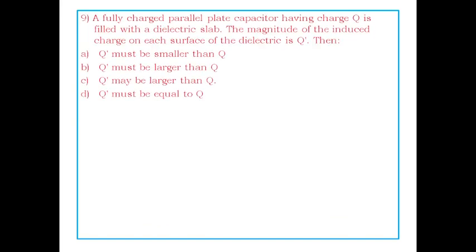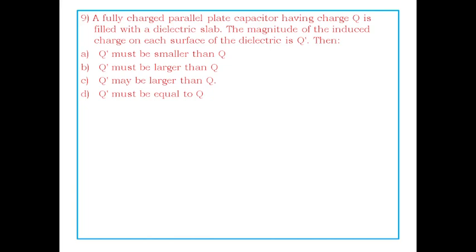A fully charged parallel plate capacitor having charge Q is filled with a dielectric slab. The magnitude of the induced charge on each surface of the dielectric is Q dash. Then what happens? Okay, it means there is a fully charged parallel plate capacitor. So when we have a charged capacitor, both the plates will have charge Q. Okay, and it is filled with a dielectric slab.